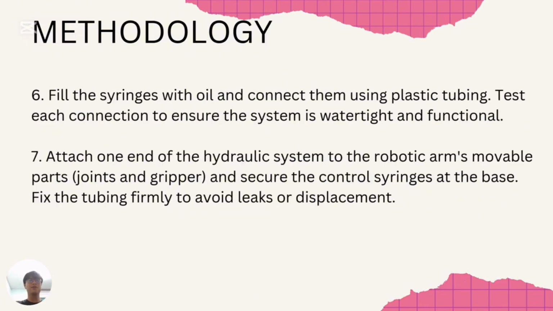For the sixth step, we should fill the syringes with oil, which is the hydraulic fluid, and connect them using plastic tubing. Then we should test each connection to ensure the system is watertight and functional. For the seventh step, we should attach one end of the hydraulic system to the robotic arm's movable parts, which are the joints and gripper, and secure the control syringes at the base. Then fix the tubing firmly to avoid leaks or displacement.